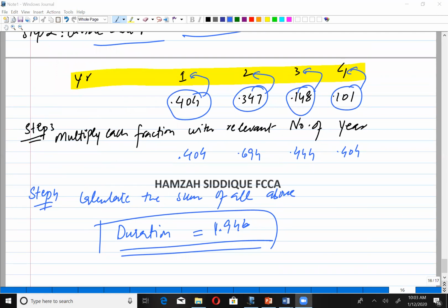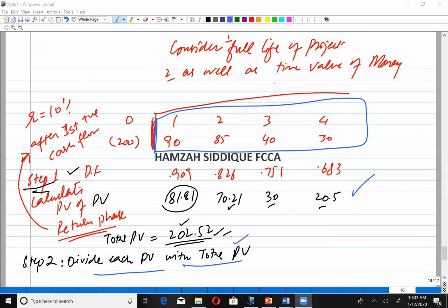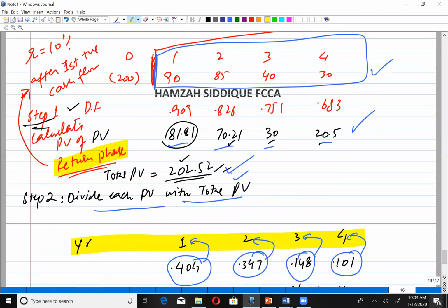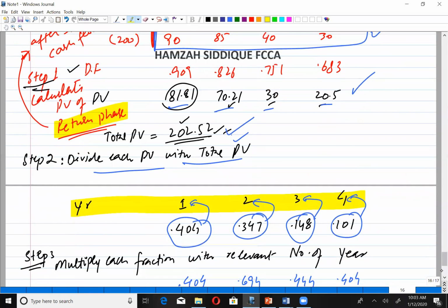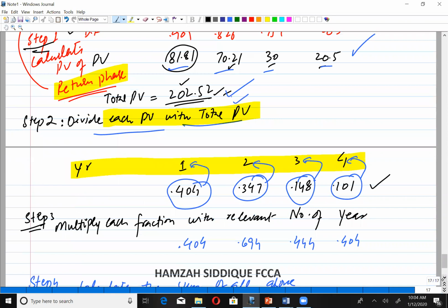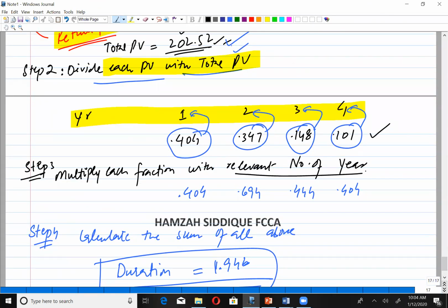Okay. Now, so I'll repeat. Present value of the return phase we will calculate by applying the discount factor to each cash flow. The total present value you got is of the return phase. Don't forget it. This is not NPV. This is present value of return phase. Don't make a blunder over here by calculating NPV. Second is divide each present value with total present value. Yes. So we calculated a fraction here. Now multiply each fraction with the relevant number of year. And the sum of all will be duration.